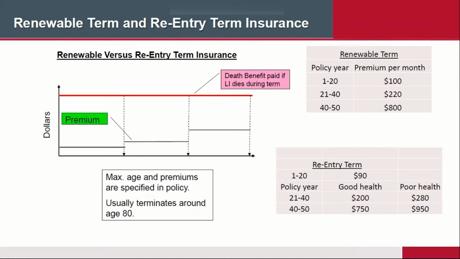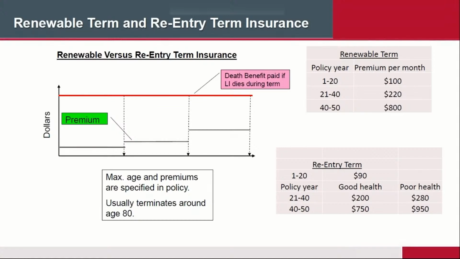So you start off years 1 to 20 at $90 a month. At year 21, you go through a medical and everything else, and if you're in good health, you pay $200. If you were in poor health, you pay $280. In other words, the poor health one is guaranteed. You're not going to pay more than that, so you will know that right at the beginning. This is not a surprise. You're going to know that in a worst case scenario, 20 years from now, you're going to pay $280 a month. However, it could get better. If you are prepared to give us the medical evidence and everything else, we could, in fact, give you a better rate.